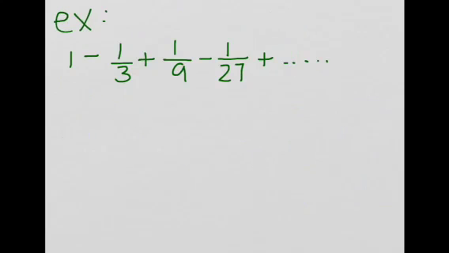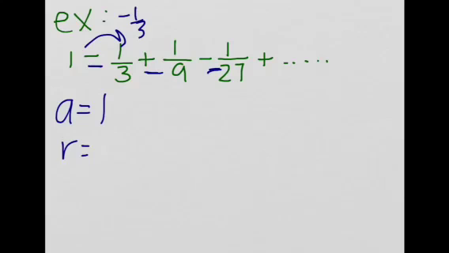So we have 1 minus 1/3 plus 1/9 minus 1/27, and so on. Well, we know that a is equal to 1. What is r, though? It's a little tricky because the sign is changing. But when a sign is changing, remember that means there must be a negative in r. So we are here multiplying by negative 1/3. So r is equal to negative 1/3.